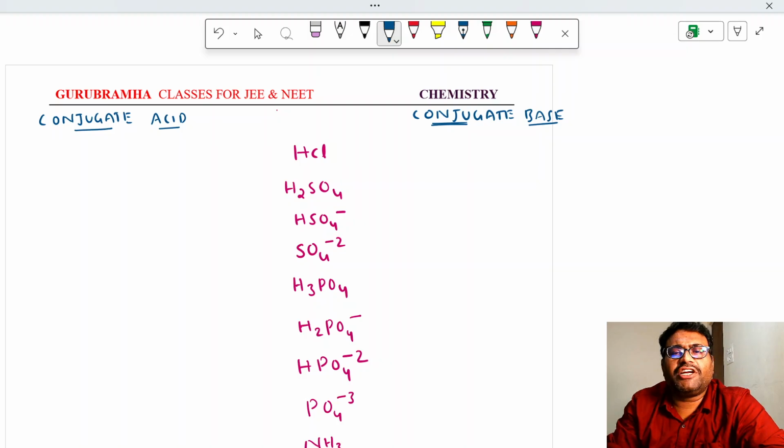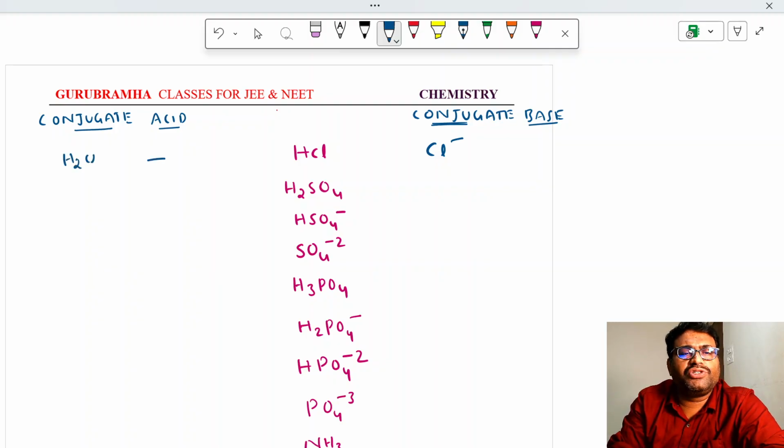HCl. Conjugate base: normally we have studied that if you are asked for the conjugate base, then remove a proton. If you remove a proton from HCl, what do you get? Cl minus. That is the conjugate base of HCl. Can you add H plus to HCl? Not possible. Is H2Cl plus possible? No. So there is no conjugate acid for HCl.